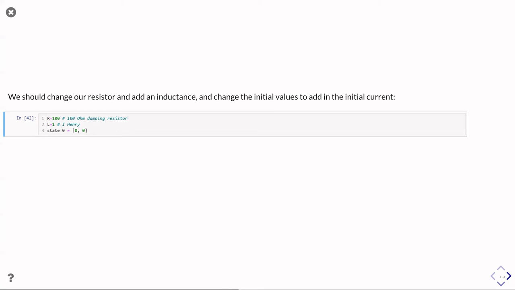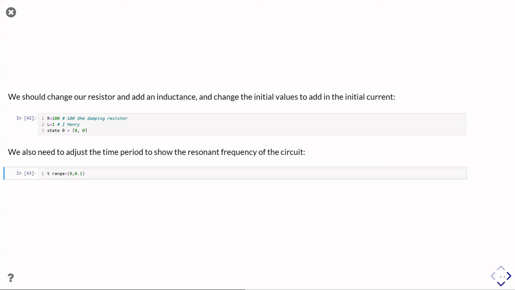So when I open the switch for the first time, nothing's happening. We also need to adjust the time period because if we work out what we're expecting the resonant period of this circuit to be, it's a lot shorter than 5 seconds. So I'm going to create a new time range of 0 to 0.1 seconds, so just looking at 100 milliseconds.